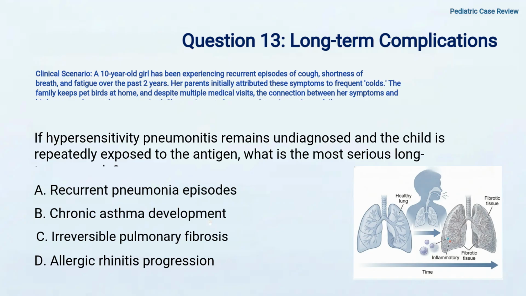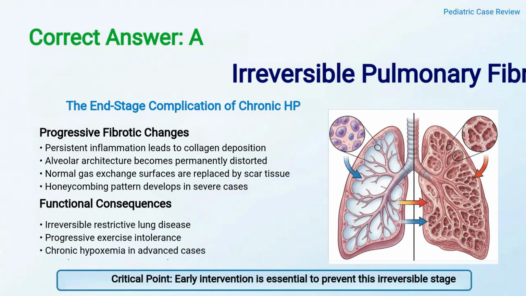If hypersensitivity pneumonitis remains undiagnosed and the child is repeatedly exposed to the antigen, what is the most serious long-term sequela? Option A. Recurrent pneumonia episodes. Option B. Chronic asthma development. Option C. Irreversible pulmonary fibrosis. Option D. Allergic rhinitis progression. The correct answer is option C.